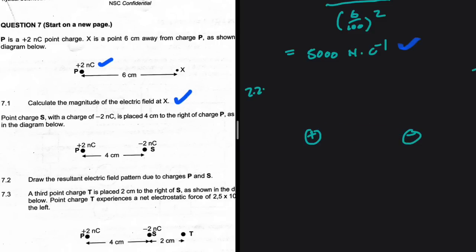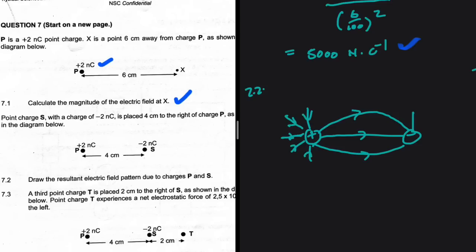Let me just do that again. We're expecting the field lines to be pointing away from charge P and pointing towards charge S, as S is negative, right? And then let's just go ahead and have some more field lines, right? So they're pointing away from the positive sphere and towards the negative sphere, right? So we have something like this.